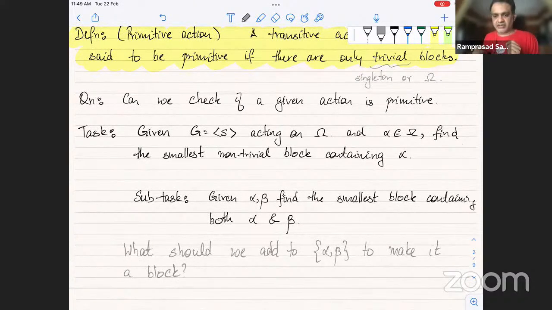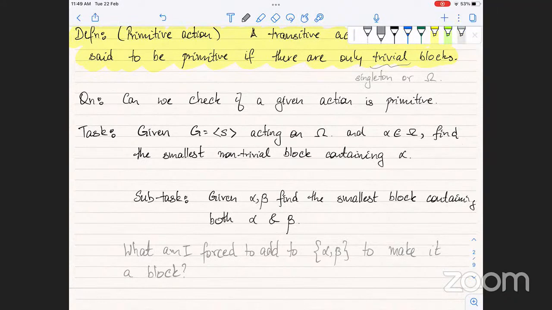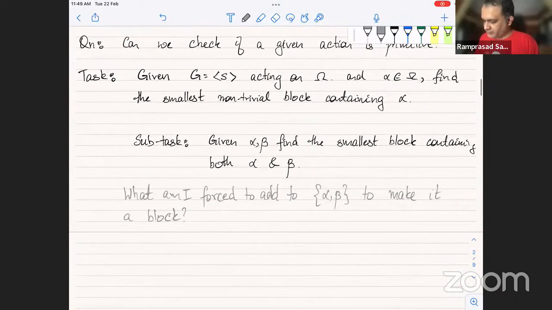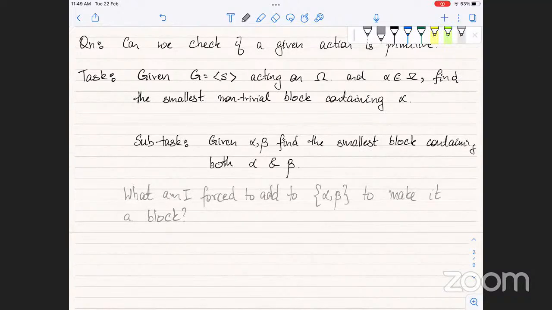And I want to be very conservative here. I want to only add things that I'm sure any block containing alpha and beta must also contain. So in some sense, I should have said, what am I forced to add to alpha and beta in order to make it a block? They are orbit elements. Good. So which orbit elements, of alpha or of beta? Right now they're both in the same orbit. So both.